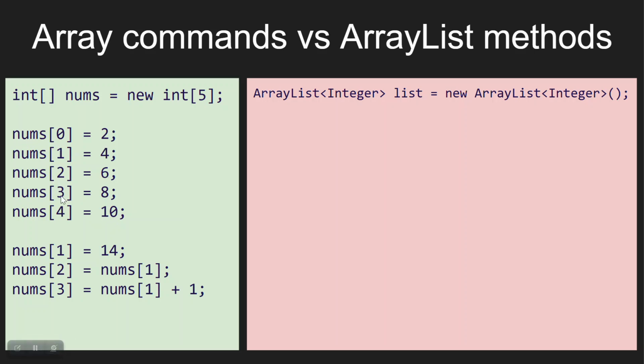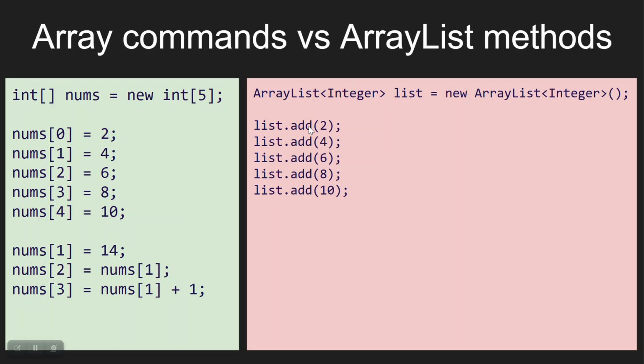So here's how we did it with arrays. We would just assign the value to each index value. But of course, with array lists, we have the method called add. So the name of our array list is list. So we just do list.add(2), list.add(4), and so on and so forth. Now down here, nums at index 1 is equal to 14. So it's already 4, but I want to change it to be 14. So the array list equivalent of that is the set method. So list.set at index 1, the value of 14. That's going to change this 4 to be a 14.